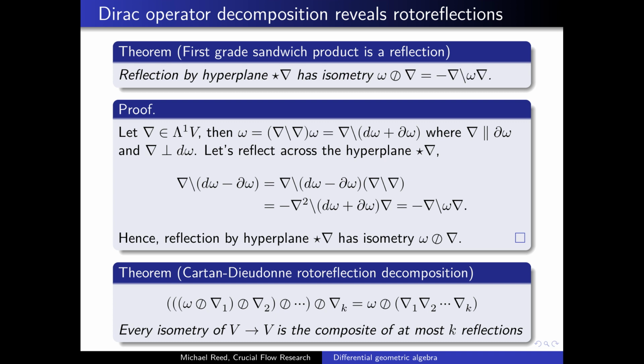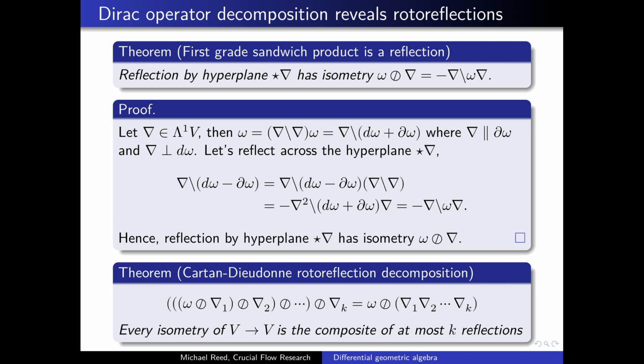And by applying knowledge of the Dirac operator once again, d omega plus boundary omega, we can replace that with the product of omega and a nabla. And since that right there was a nabla squared, which we got from rearranging the product before, we now end up with minus nabla backslash omega times nabla. And that's the expression for reflection by hyperplane.